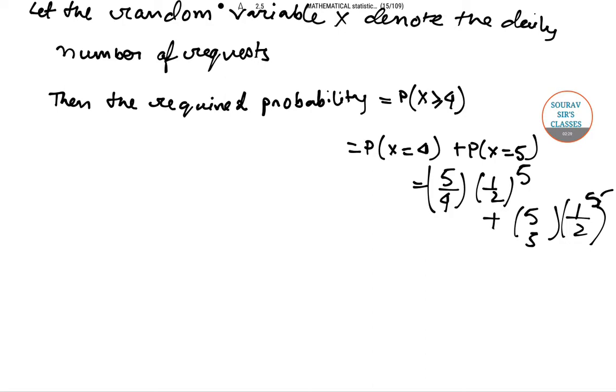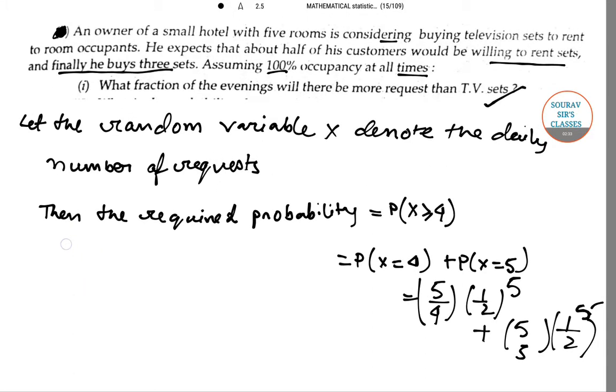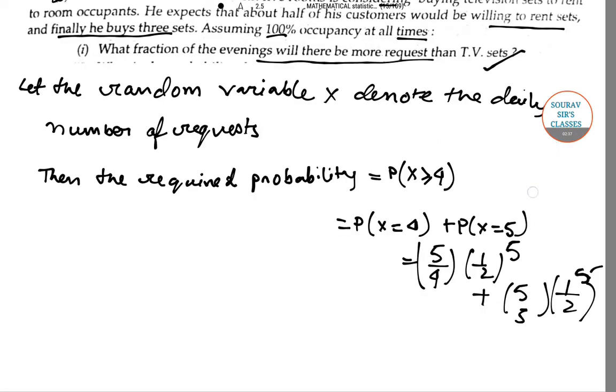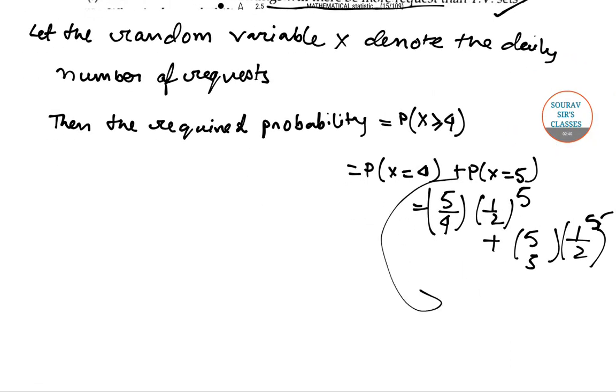So this way we can write the answer to this question. We can find what fraction of evenings will have more requests than TV sets. The answer will be this. So in today's video we solved a question from mathematical statistics.